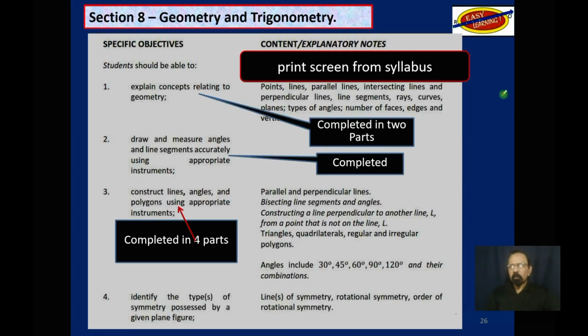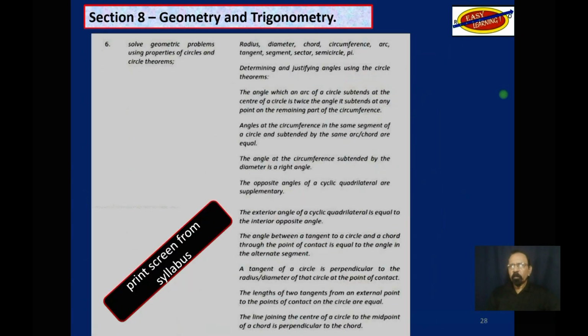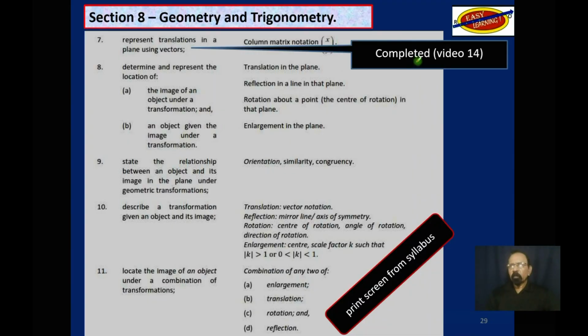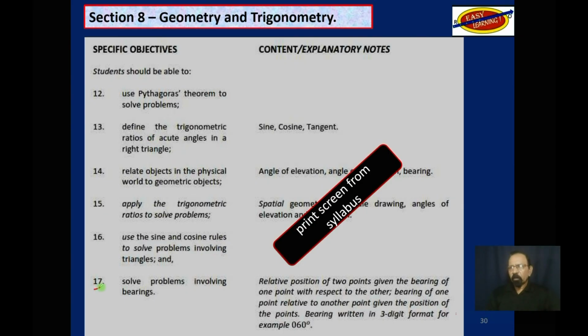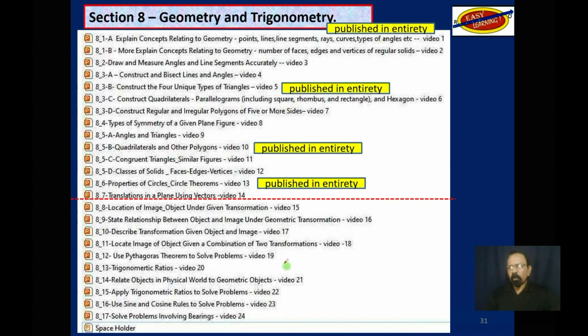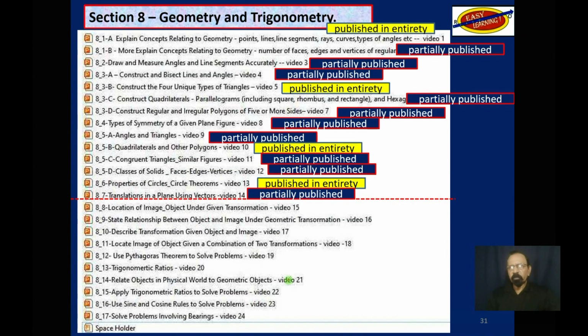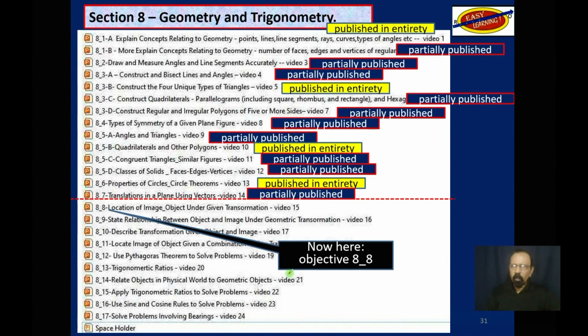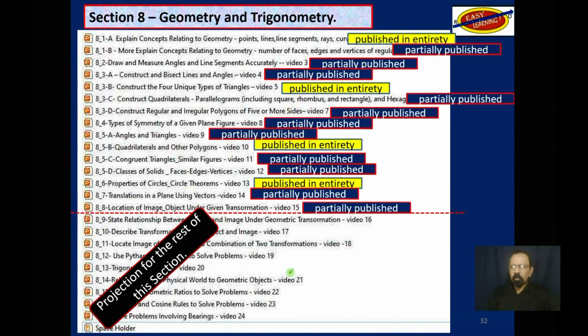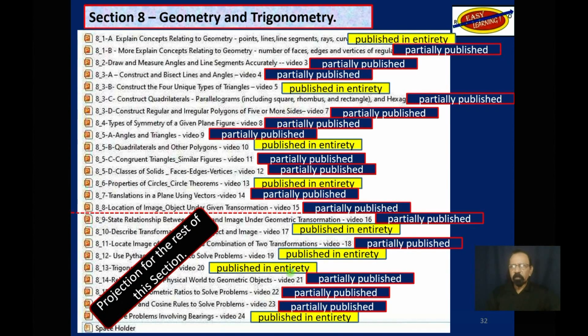Section 8, we completed up to this one, which is translation using column matrix. So essentially we finished that. And then after that, we need to go on to Objective 17. As I pointed out, those above there are already completed and published in their entirety or partially. These others are yet to be published and completed.